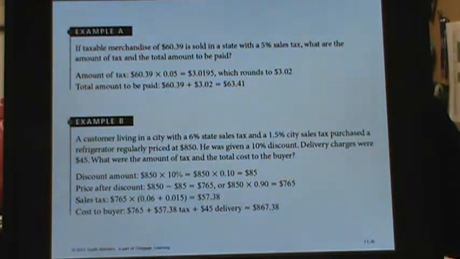Since we have a 6% sales tax and a 1.5% city tax, we can add those two together. You add your 6% plus your 1.5%, and multiply that by $765, and you're going to get $57.38. And then you add that and your delivery to the total cost, and you get a sales total of $867.38.